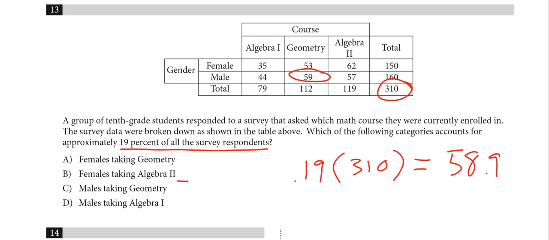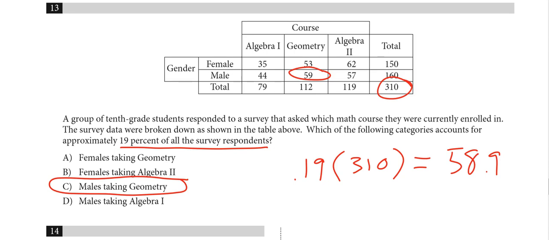So, males taking geometry. I did not need to go through every answer choice figuring out what their percentage is until I got the 19%. I think it's much faster to figure out what 19% of the total is. Go find it on the chart and answer it that way.